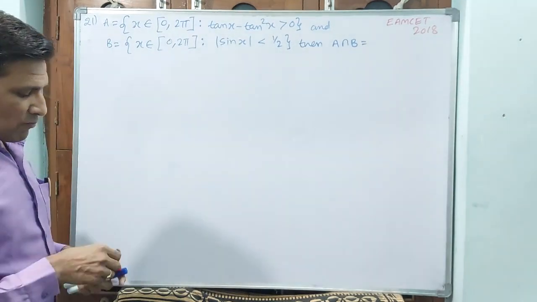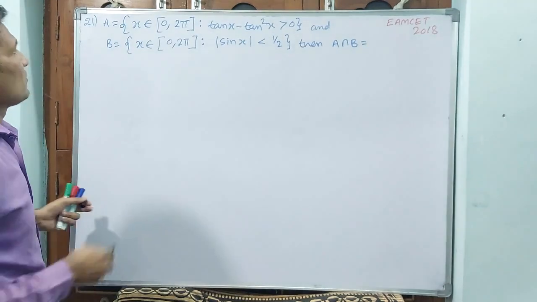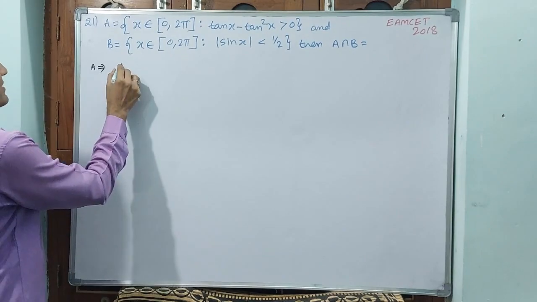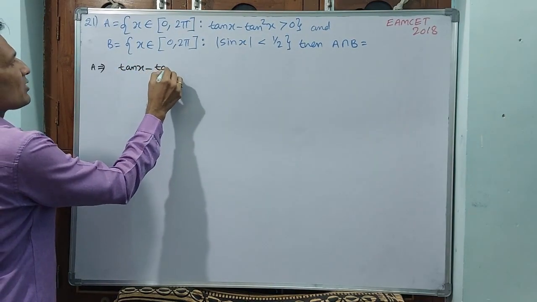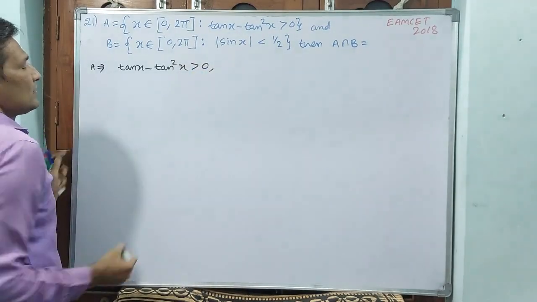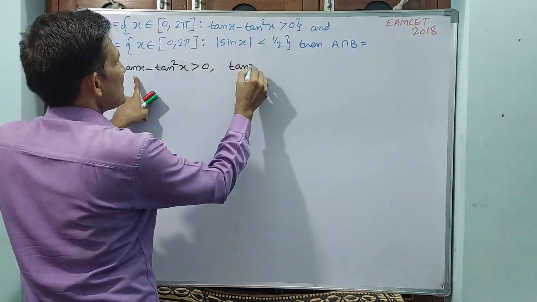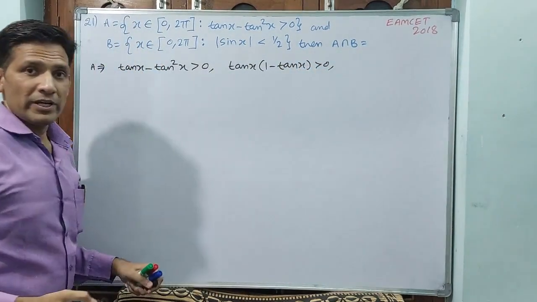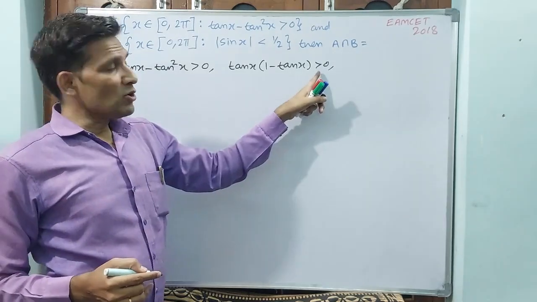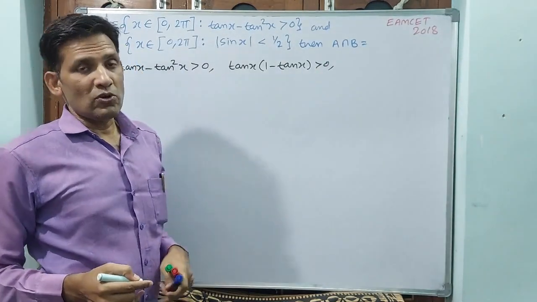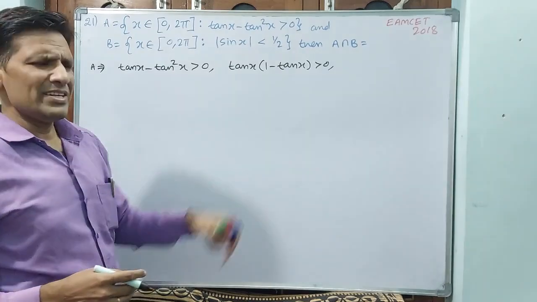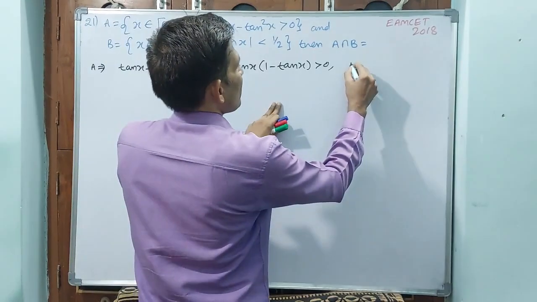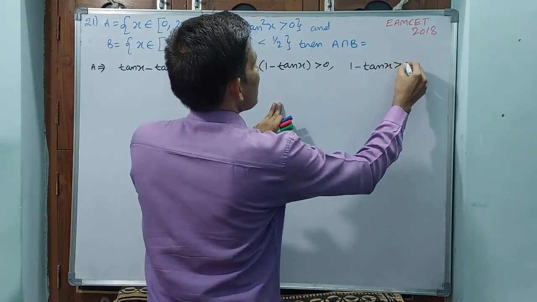One by one we will tackle. Observe carefully how I am tackling this question. First, A implies tan x minus tan square x is greater than 0. Taking tan x common, tan x times (1 minus tan x) is greater than 0. Equal to is not there; equal to would mean tan x is 0, but here it is strict. And 1 minus tan x is also greater than 0.